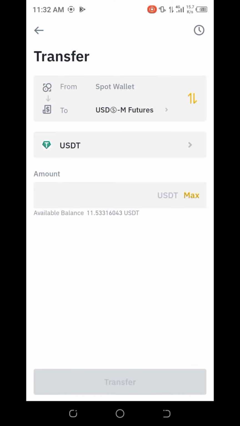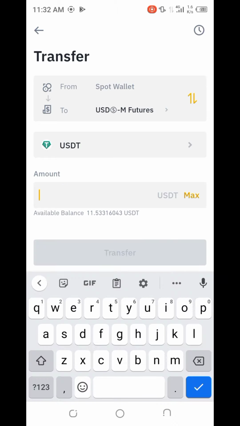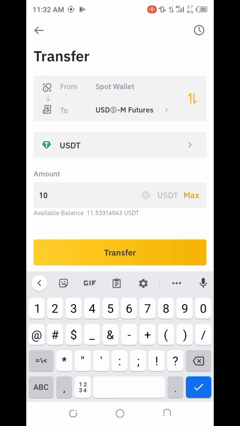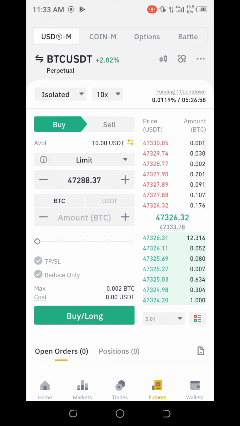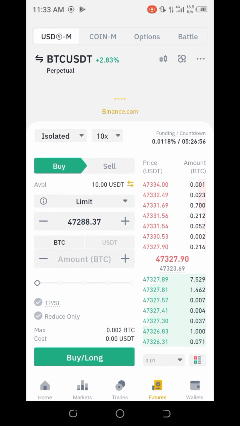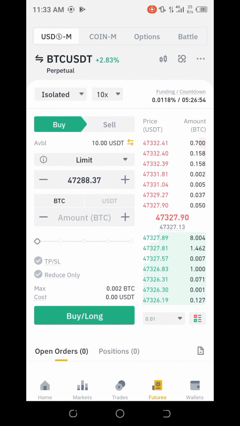When you change it to coin futures, you will find this USDT, and we are going to be using $10 for our example here. Now when you write $10, you transfer it from your spot wallet, as you can see here, to your coin futures here. Now you click on the transfer. When you click on the transfer, you go back to the futures, and you find out that the $10 is here. Now you can see it here.